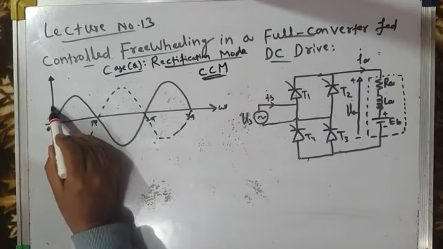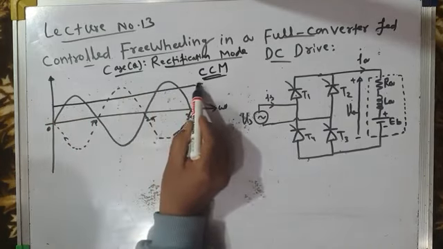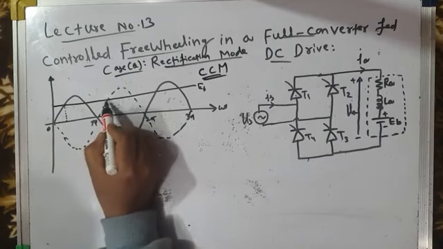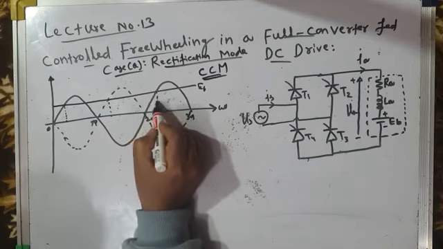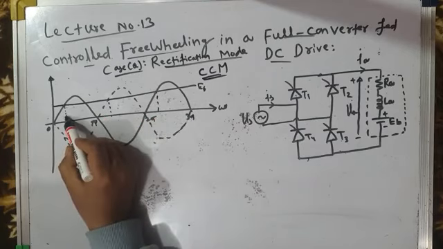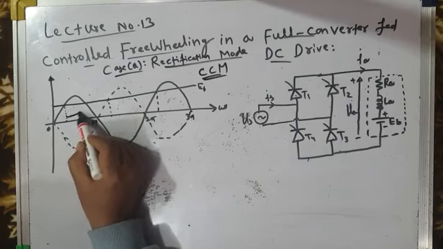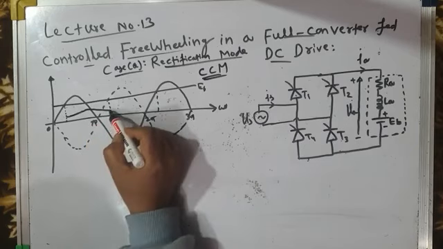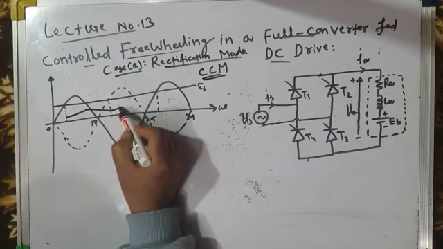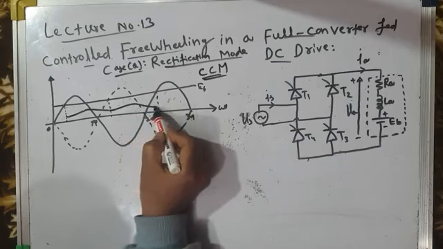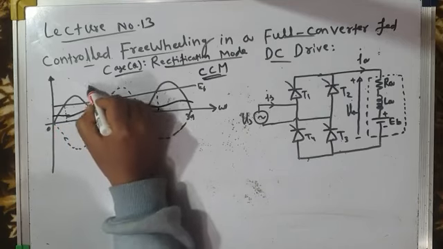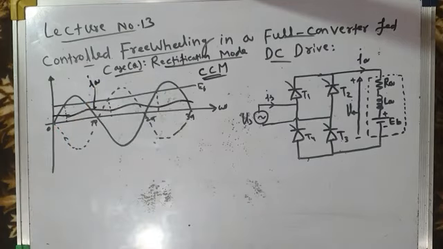In the continuous conduction mode of operation, if this is the back EMF of the motor, let us fire a pair of devices somewhere here, and then another pair of devices here, and another pair here, and current will be rising. When a pair of devices is fired, current will reach a maximum value somewhere here, and then start falling. But before it becomes zero, another pair of devices is fired, and current again rises, then again falls. So that means current is continuous. This is the armature current Ia, or load current, which is continuous.